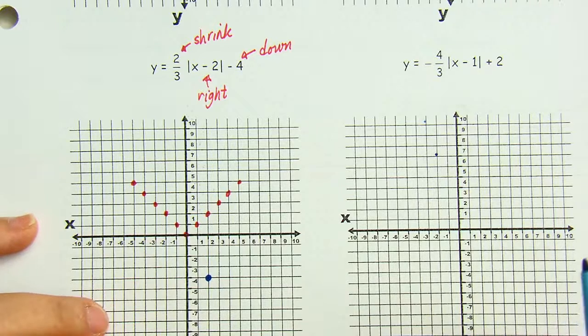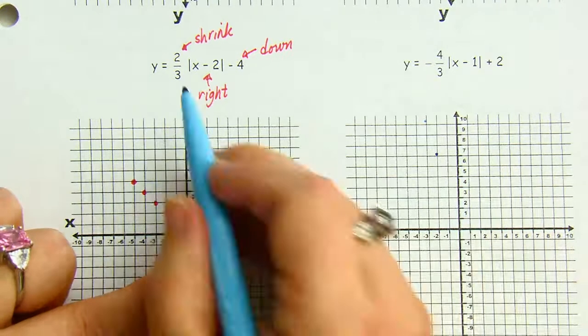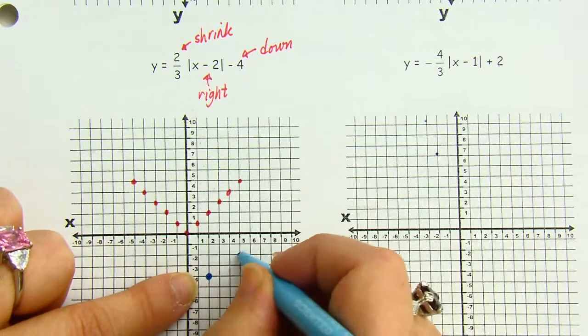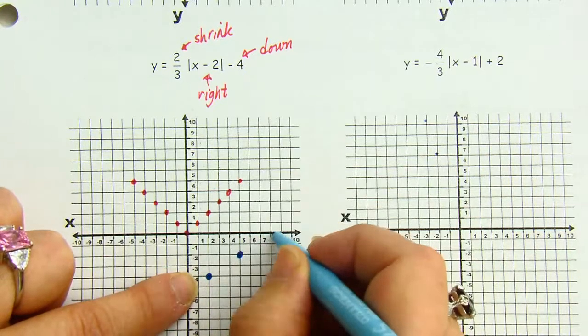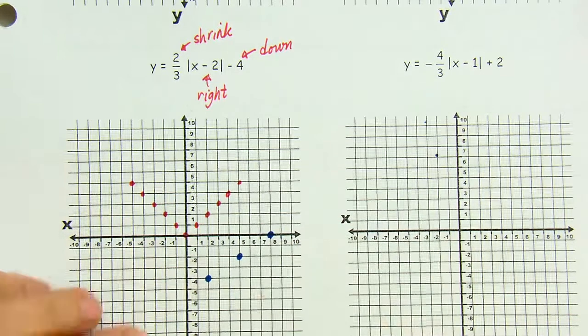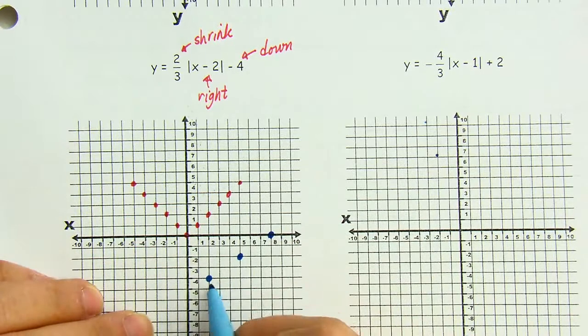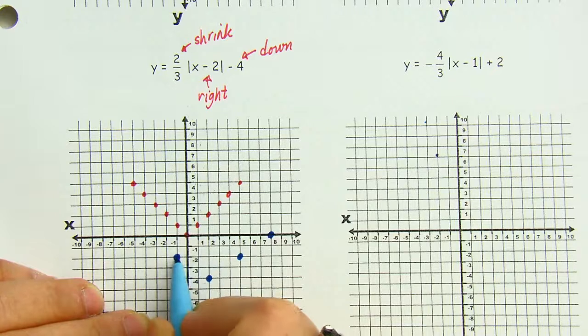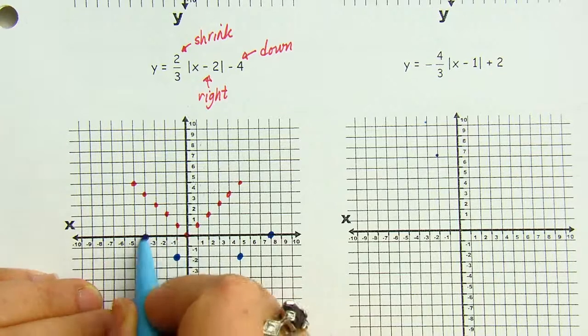And from that vertex, I'm going to use my slope of 2/3. So I'm going to rise 1, 2, and I'm going to run 1, 2, 3. Rise 2, run 3. It was 2/3, so I can go up 2 and left 3. Up 2 and left 3.